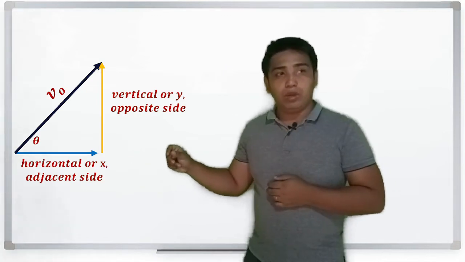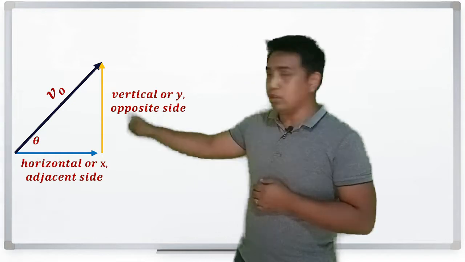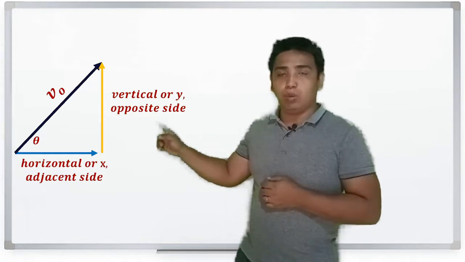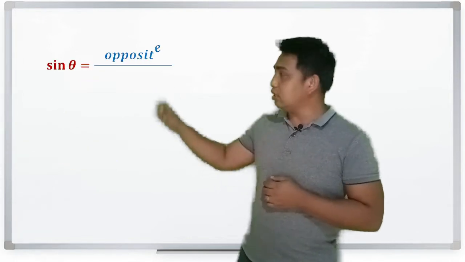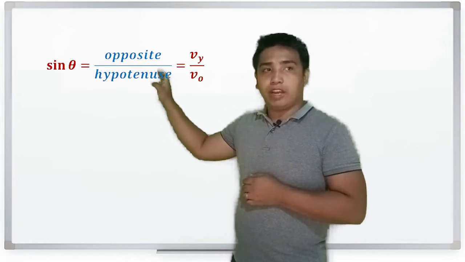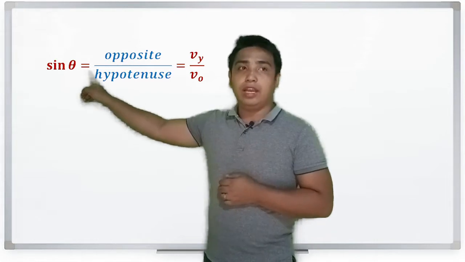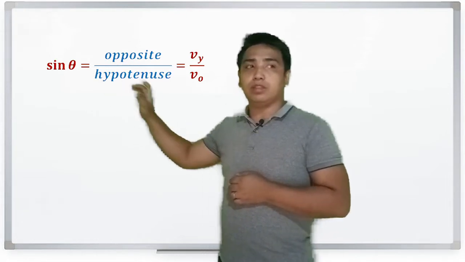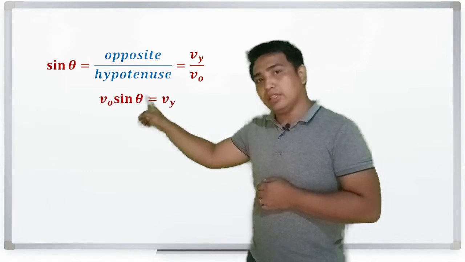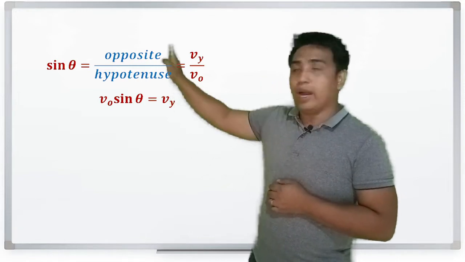Next we are going to solve for Vy, or the component velocity in the y direction, and that is going to be equal to Vo sine theta. This is our formula. Those of you who know a little bit of trigonometry will instantly notice that I just cross multiplied Vo to the other side. So when you cross multiply Vo to the other side, you get Vo sine theta is equivalent to Vy, or the velocity along the y-axis.